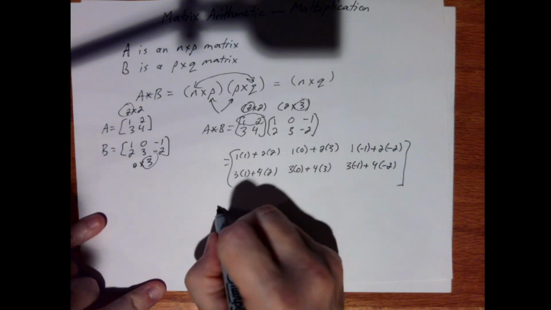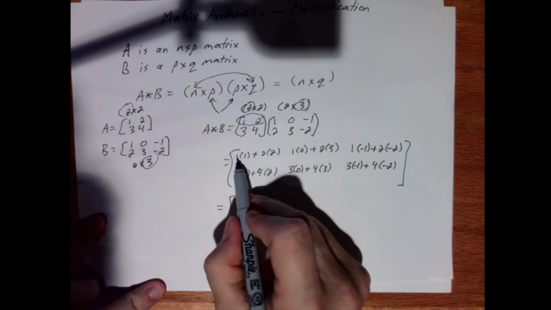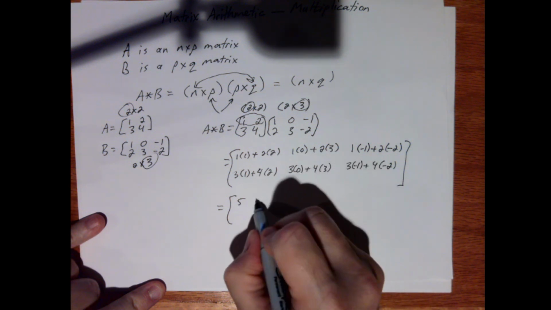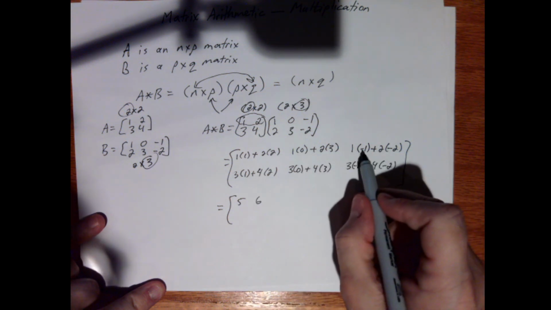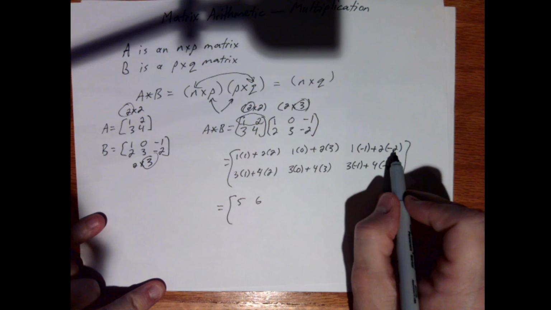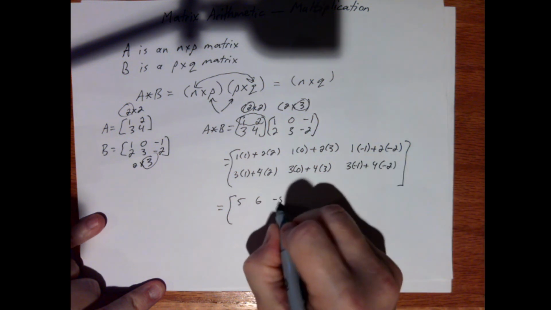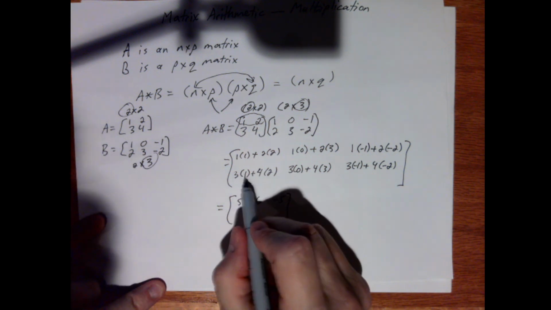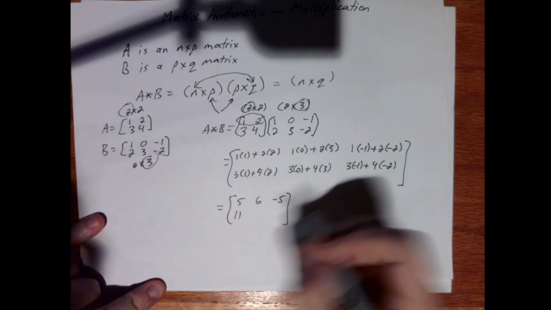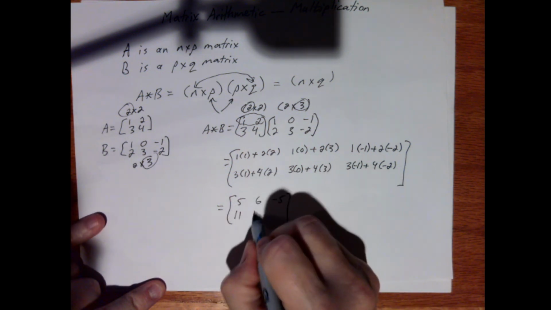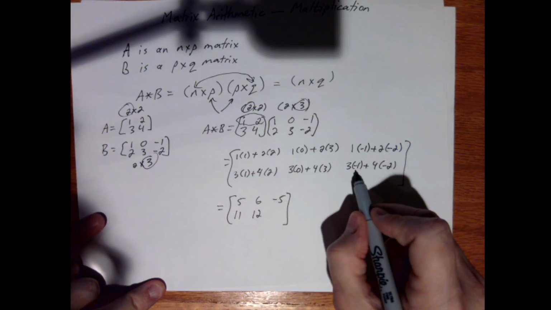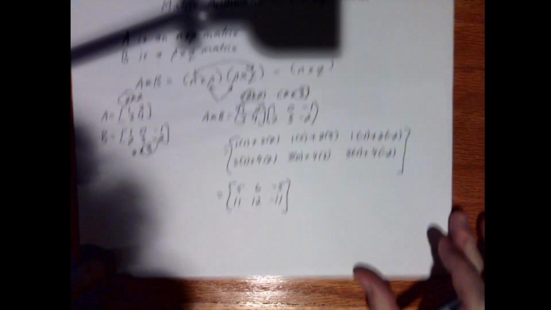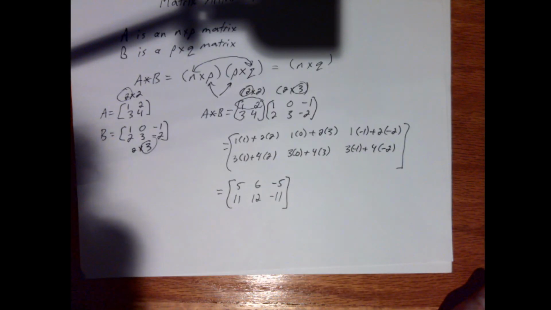All right? So if I simplify, I have 1 and 4 is 5. 0 and 6 is 6. Minus 1 and minus 4 is minus 5. That's the first row. And then I have 3 and 8 is 11. 0 plus 12 is 12. Minus 3 and minus 8 is minus 11. There's the answer. Okay?